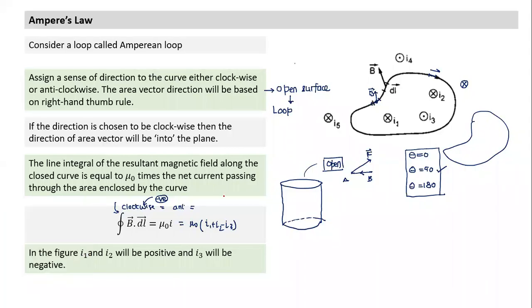Any open surface will have a boundary. Think of any open surface with a boundary. What is the boundary of the open surface? This is the boundary of the open surface. So when we take the net current passing through the area, in this case, what is the area?